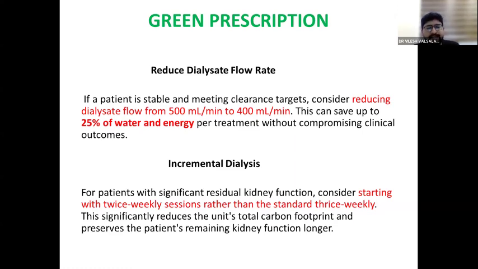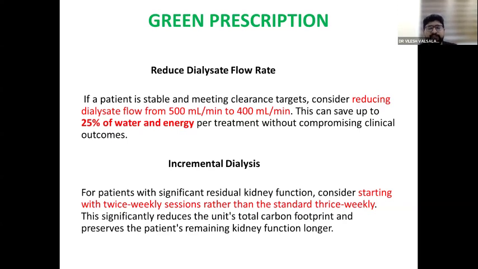The second thing is incremental dialysis. Not all patients require 3 sessions per week. Not all patients even require 2 per week in the beginning. For patients with significant residual renal function, meaning the patient has a good urine output and is being dialyzed because of biochemical parameters or a cardiac problem, consider starting with twice weekly sessions rather than the standard 3 times per week. You can save one session in such a patient, which significantly reduces the unit's total carbon footprint and preserves the patient's remaining kidney function even longer.